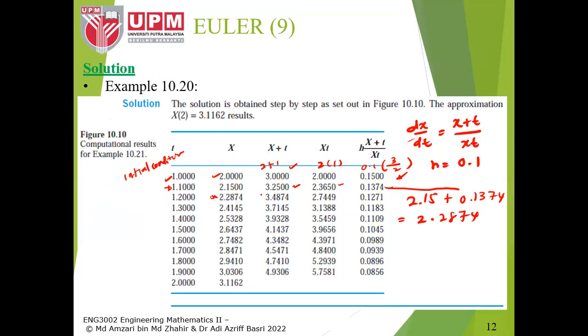Then you start again, x plus t over xt, and find the steps of the function answer. So this one plus this one, you get the next, 1.3, and the rest until the answer requires you to get x2. So you calculate until 1.1, 1.2, 1.3, until 2.0. So you will get your x value, this value 1.9 plus the h times the function, you get 3.1162. Okay, so this is the concept of the Euler method.